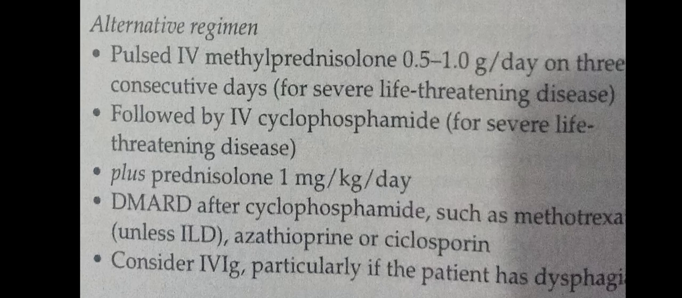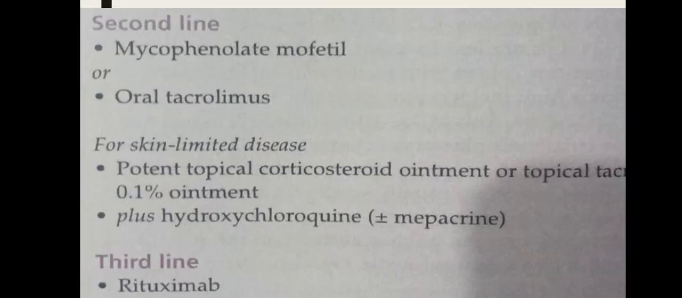Alternative regimen includes pulsed IV methylprednisolone 0.5 to 1 gram per day on 3 consecutive days for severe life-threatening disease, followed by IV cyclophosphamide for severe life-threatening disease. Then prednisolone 1 mg per kg per day. Third treatment option is DMARD after cyclophosphamide, such as methotrexate, azathioprine, or cyclosporine. Consider IV immunoglobulin, particularly if the patient has dysphagia. Second line options are mycophenolate mofetil or oral tacrolimus.